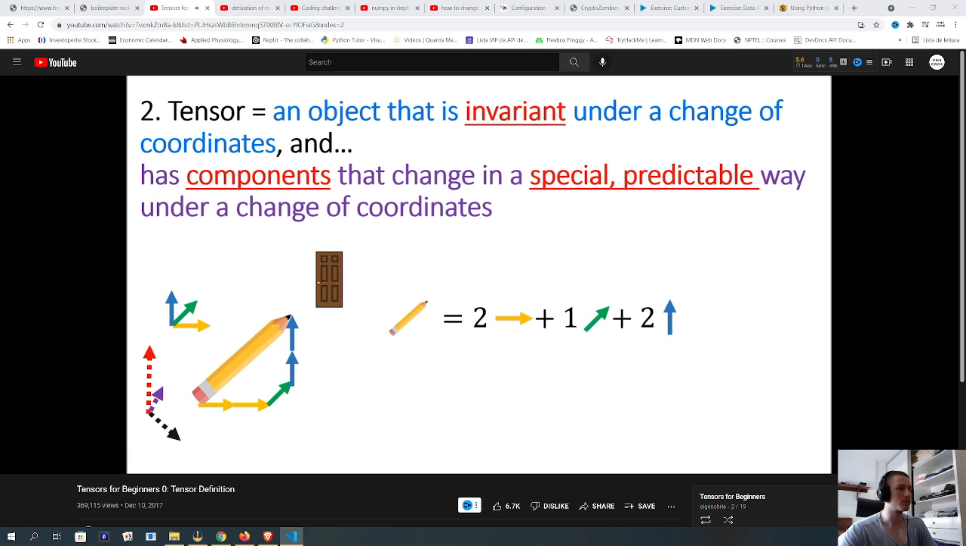And so with this second coordinate system, I can do the same thing. I can measure the pencil along each coordinate vector, and I can see that this pencil is made up of 2 black vectors, 3 purple vectors, and 1 red vector. And again, I can write the pencil as a linear combination of these vectors, and I get the components 1, 3, 2. So you'll notice when I measure the pencil using different coordinate systems, I actually get different components.